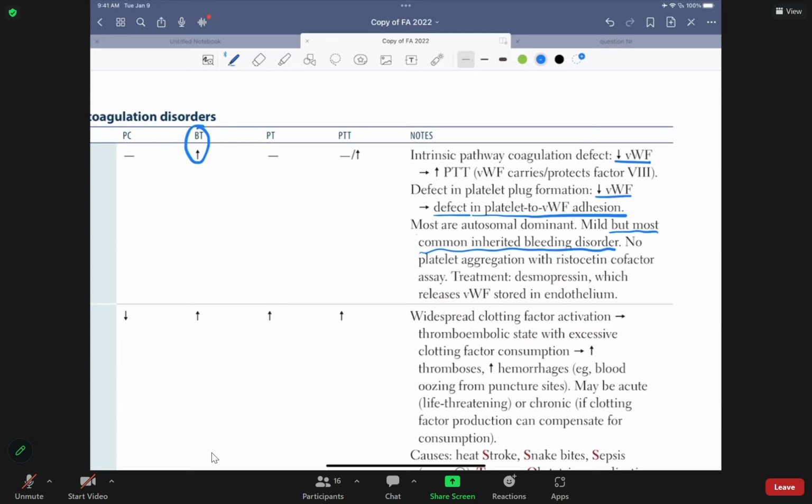What's the most common inherited bleeding disorder? You're going to say von Willebrand deficiency. Now, keep in mind, we are talking about a bleeding disease, not a clotting disease. Is that clear, folks? All this makes blood bleeding.